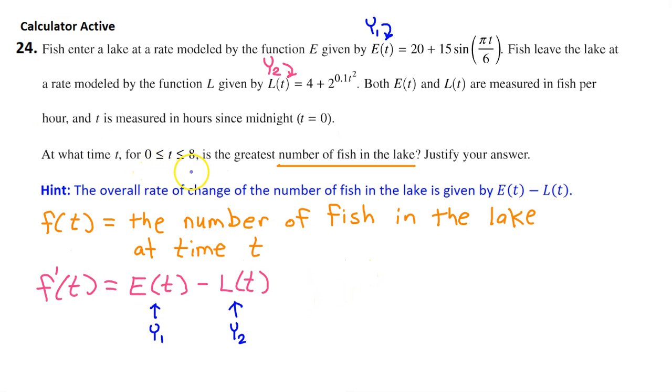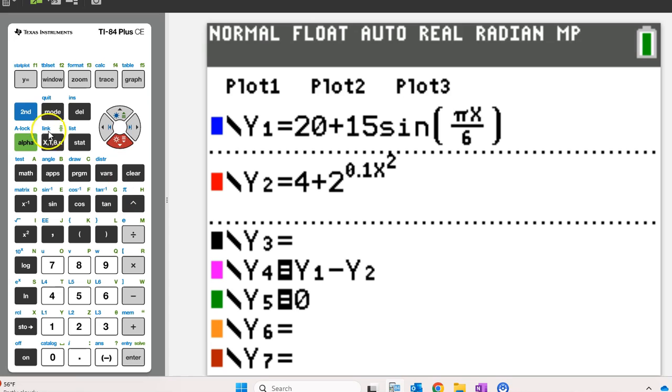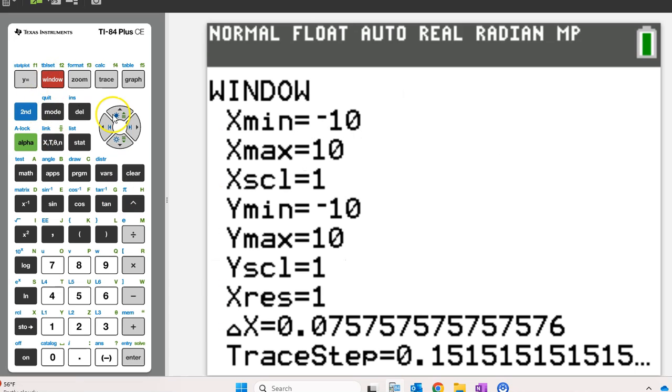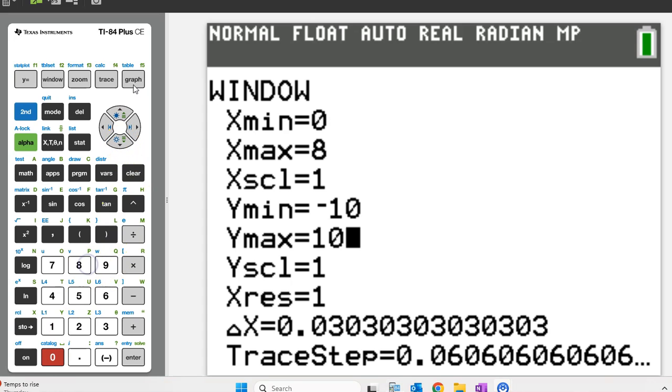Before we graph, let's adjust the window based on the domain, which is from 0 to 8. So hit the window button, and we will let x min be 0, and x max will be 8. Let's go ahead and hit graph and see what we've got so far. We can always come back and adjust the y min, y max later.